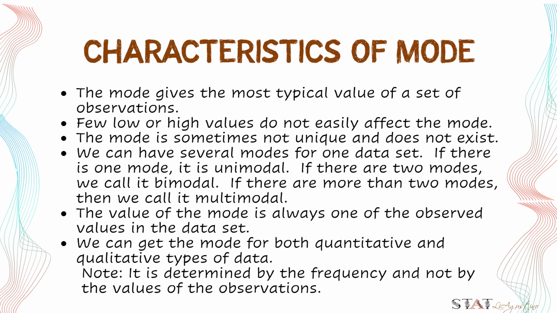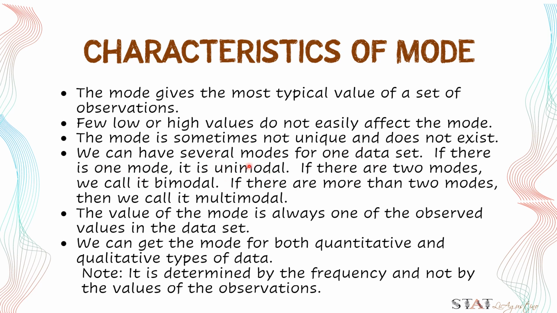So let's learn the characteristics of the mode. The mode gives the most typical value of a set of observations. So a few low or high values do not easily affect the mode because, as I've said, it just looks at the value that occurs most frequently. The mode is sometimes not unique. For example, if they have an equal number of occurrences, like the value 4 appeared 10 times and the value 5 appeared 10 times, you can have two modes, okay?